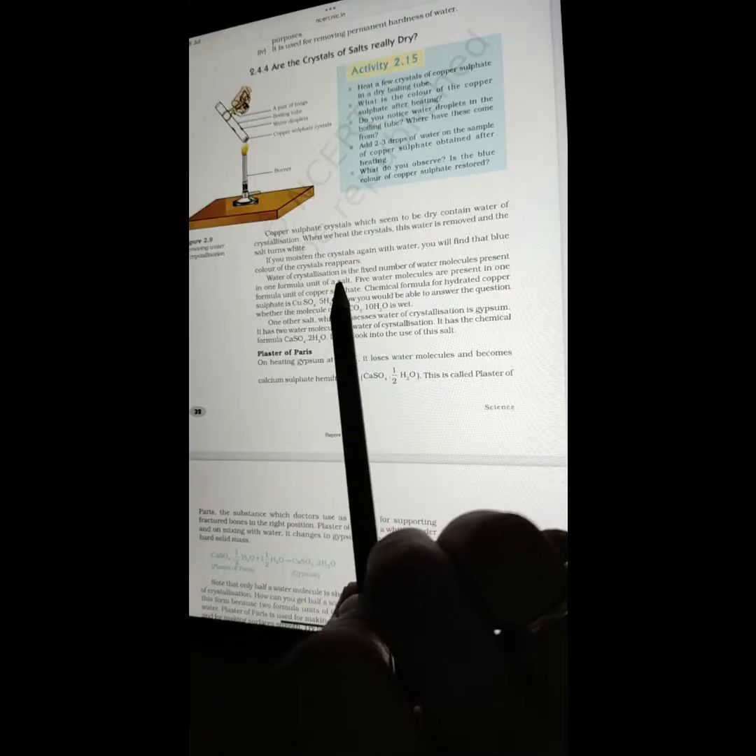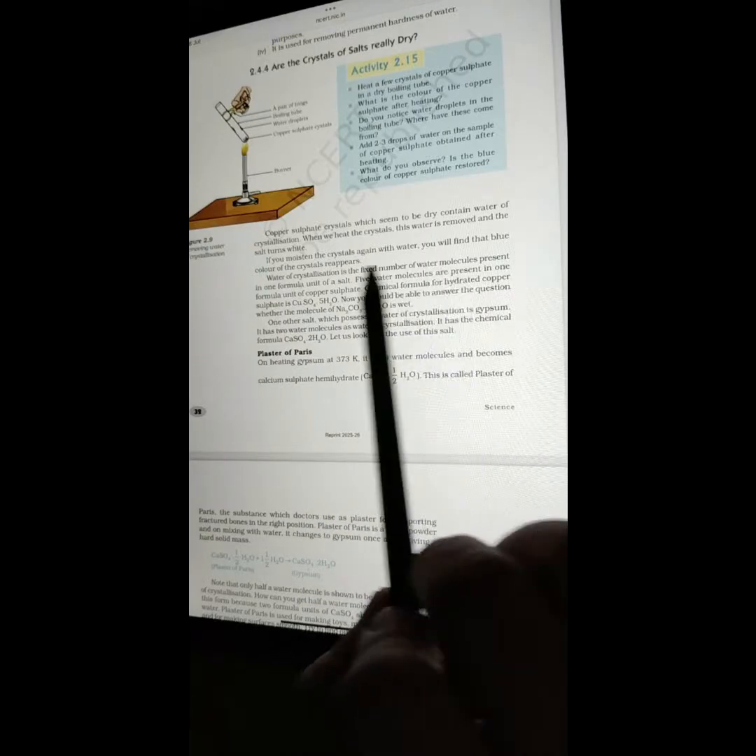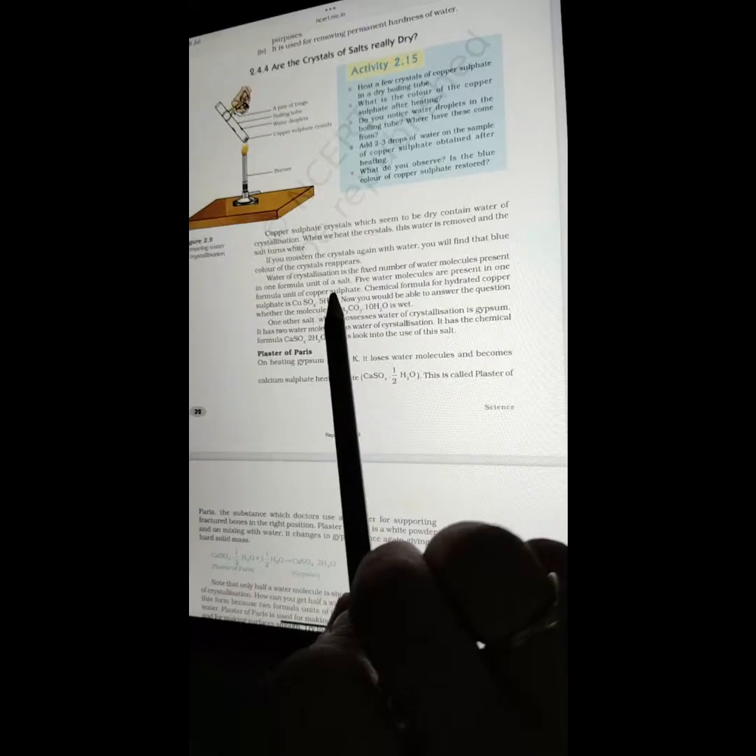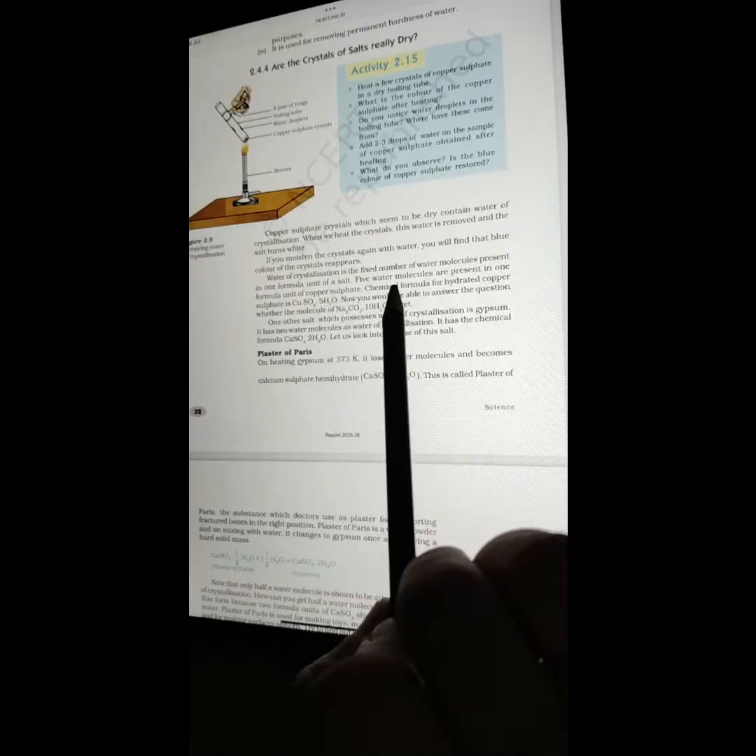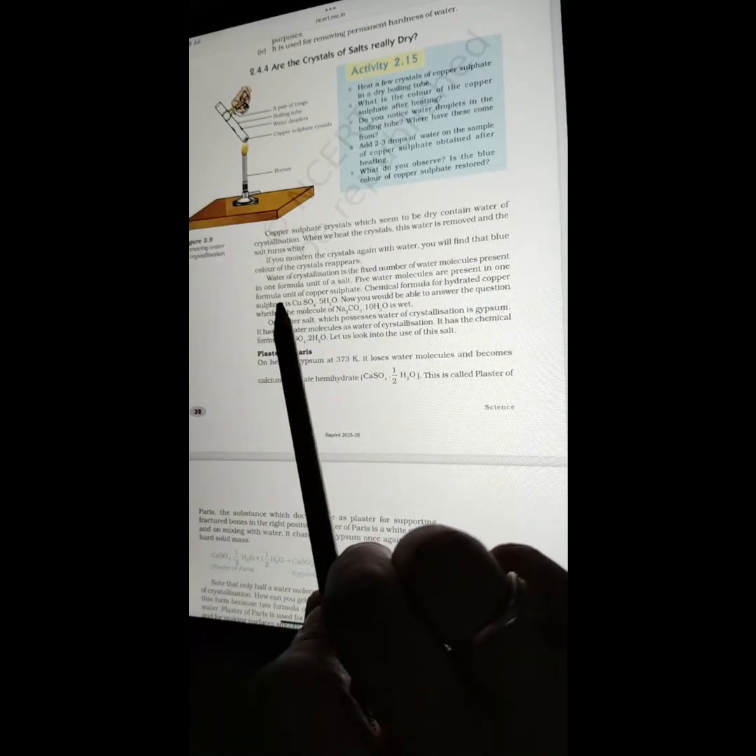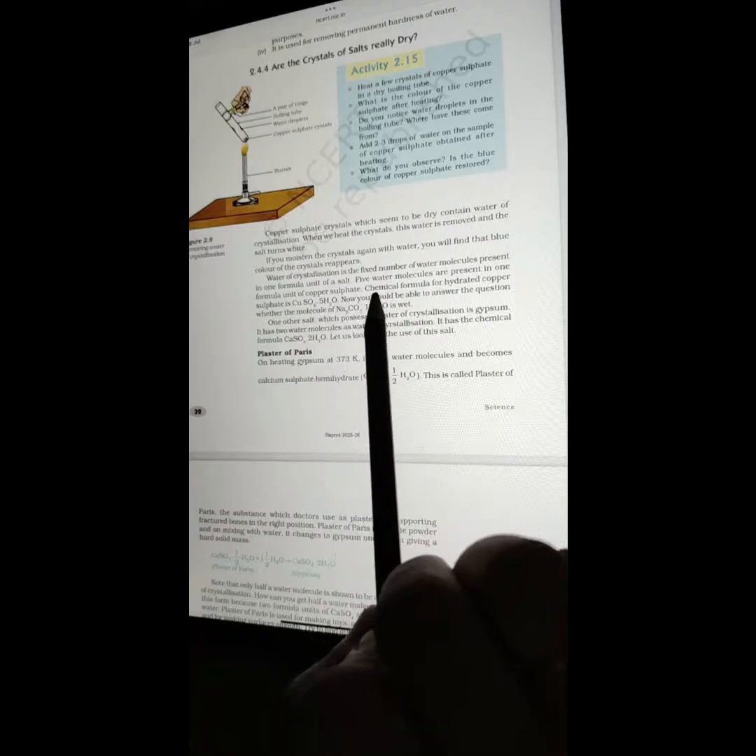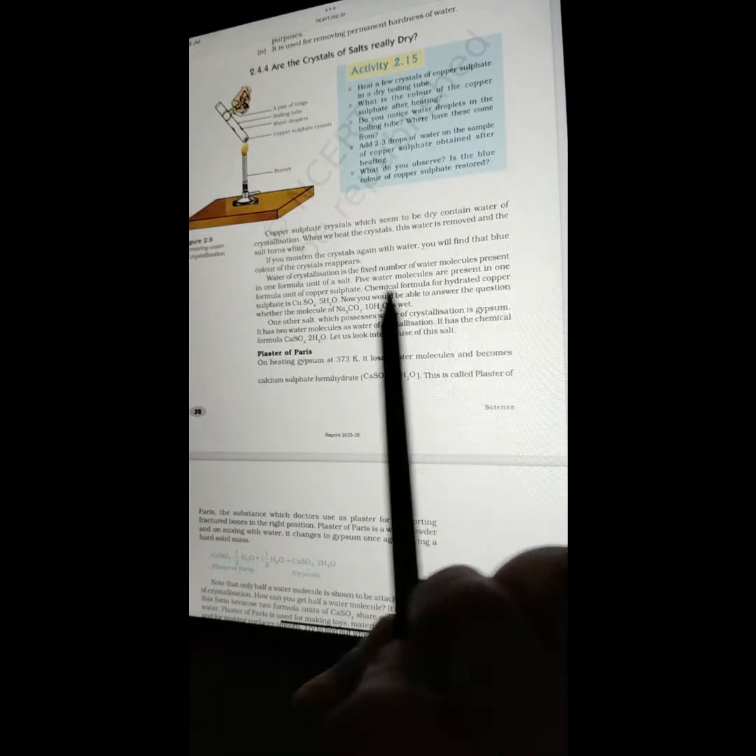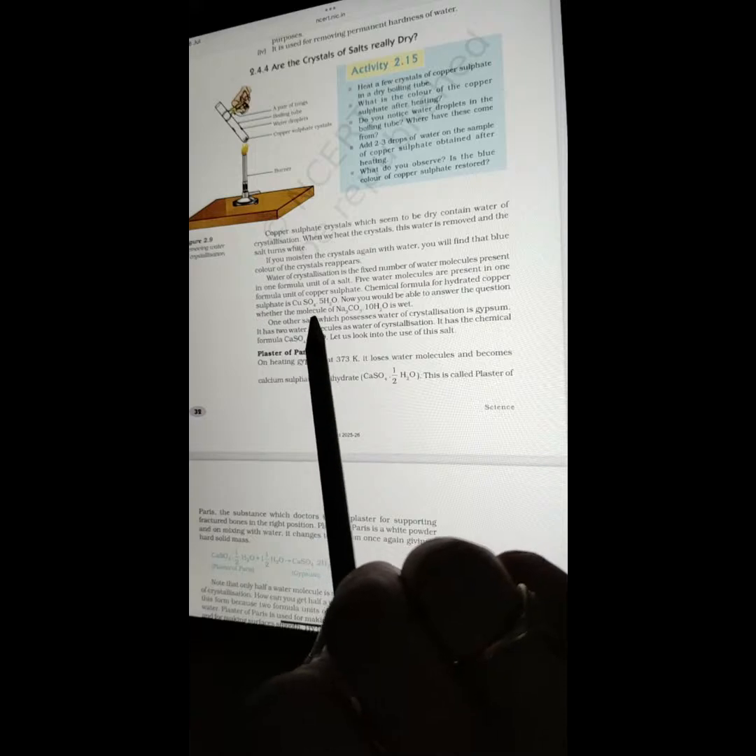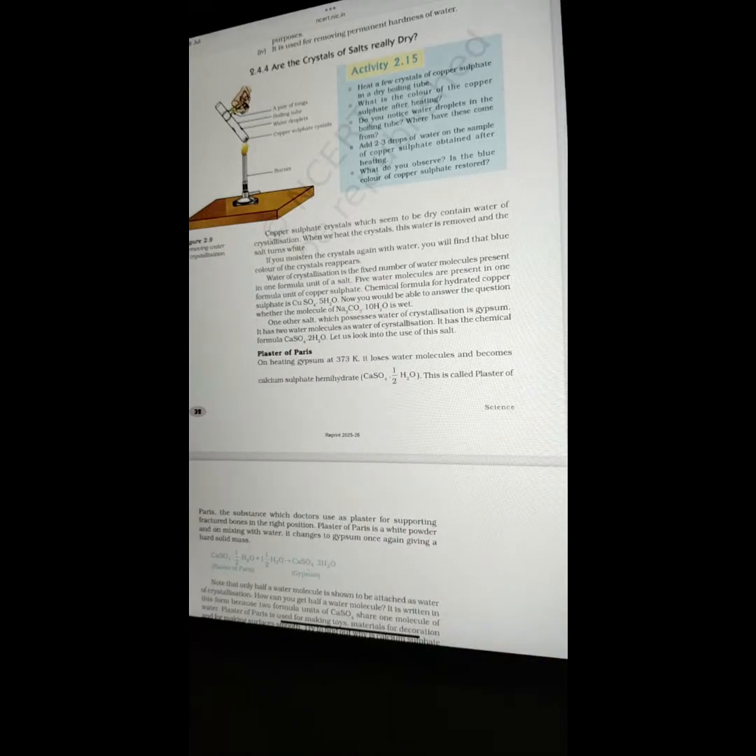Water of crystallization is the fixed number of water molecules present in one formula unit of a salt. Five water molecules are present in one formula unit of copper sulfate. The chemical formula for hydrated copper sulfate is CuSO4.5H2O. Now you would be able to answer the question whether the molecule of Na2CO3.10H2O is wet.